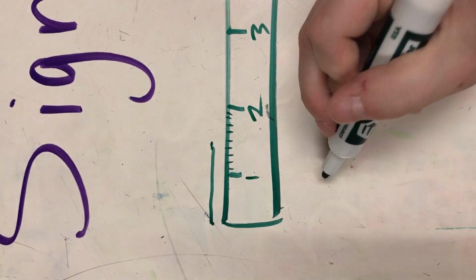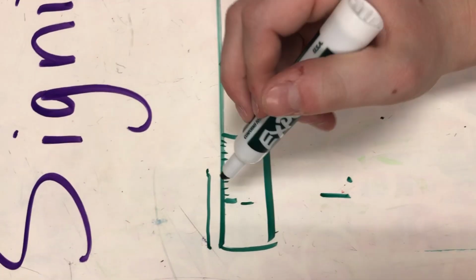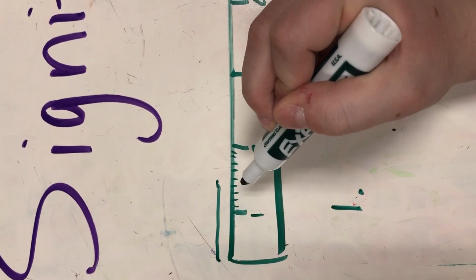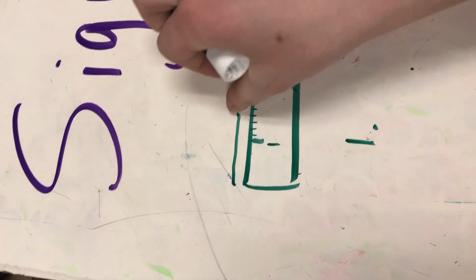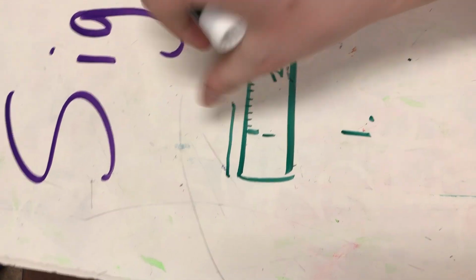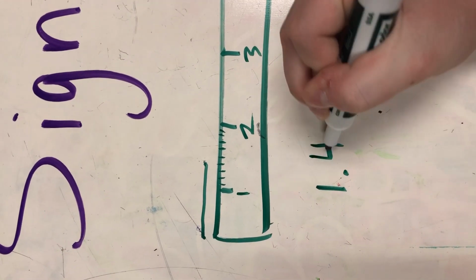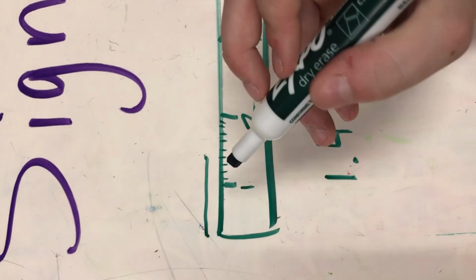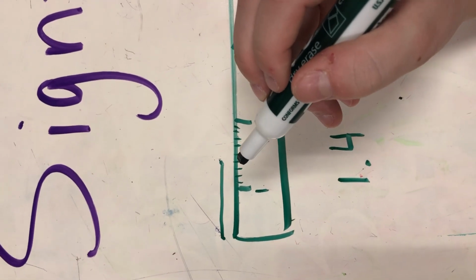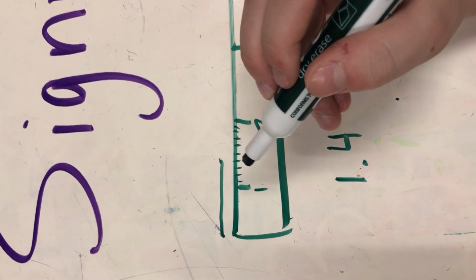You know for sure that it's 1, and then the point goes to 4. Those are the digits that you know for sure. And then you're going to estimate one more digit. So I'm going to estimate that's a 0.03, let's say.